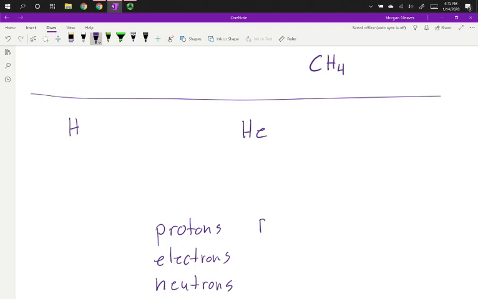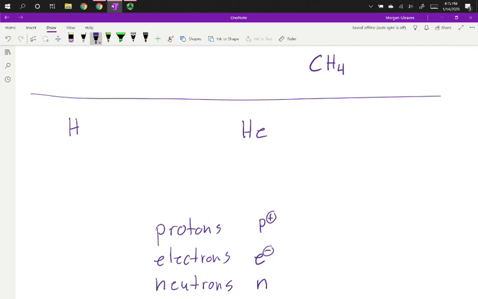Protons get the symbol P with a plus, electrons get the symbol E with a minus, neutrons get the symbol N with nothing. Protons are actually positively charged, and electrons are negatively charged. Think magnets. You've got a north end and a south end. They have opposite attractions. This is what's going on with protons and electrons.